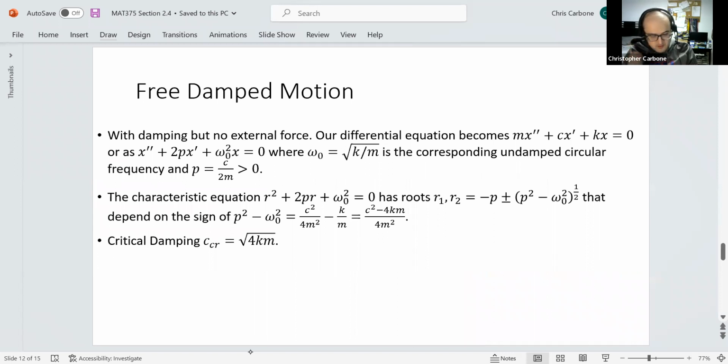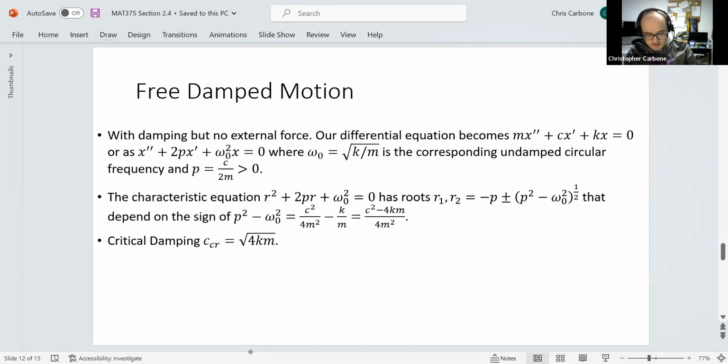So now the free damped motion, this is with damping but no external force. Our differential equation becomes m times x double prime plus c times x prime plus kx is equal to 0. Or we can slightly simplify that, divide by m and change variable names. x double prime plus 2 times p times x prime plus omega sub 0 squared times x is equal to 0, with omega sub 0 being the square root of k divided by m as the corresponding undamped circular frequency, and p being c divided by 2 times m, and that's greater than 0.